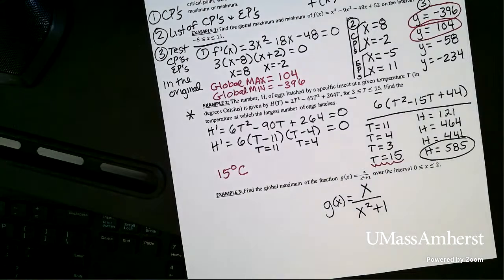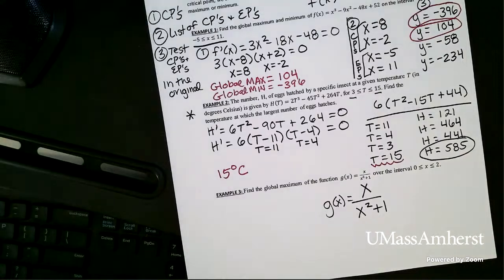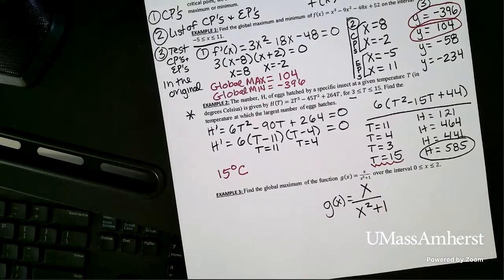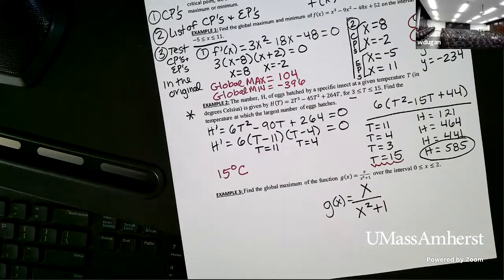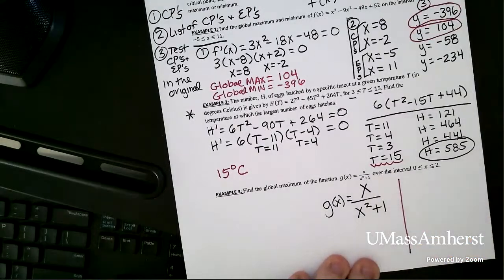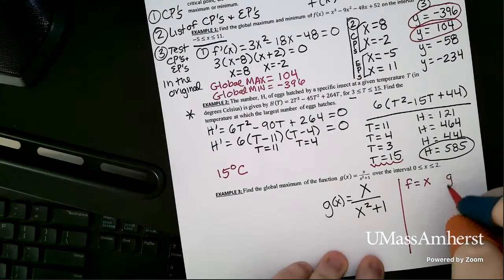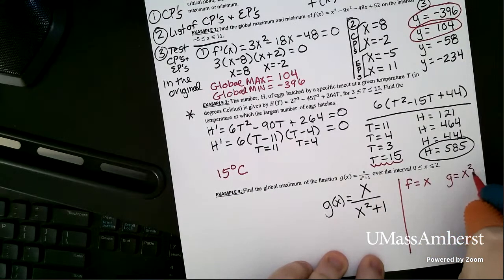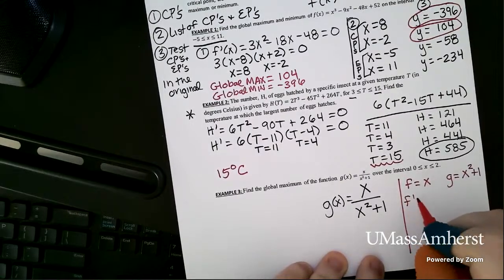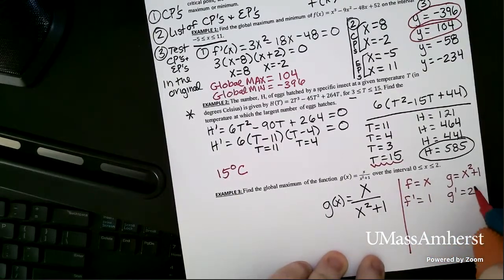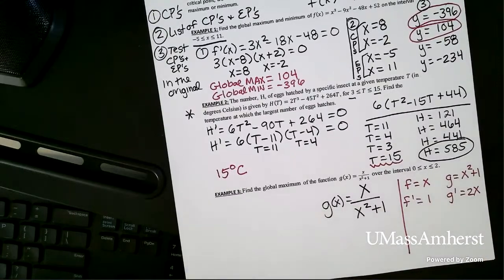Hopefully that went okay. For example 3, we want to find the global maximum of this function. Right off the bat, I noticed that I have one function over another one, and I'm thinking, okay, for critical points, I'm going to have to use a quotient rule. So as I start thinking about critical points, I'm going to set up a quotient rule on the side. Remember, your top function is f, your bottom function is g. We want to find each of their respective derivatives like this, and then we're going to plug that into the quotient rule to find the first derivative here.